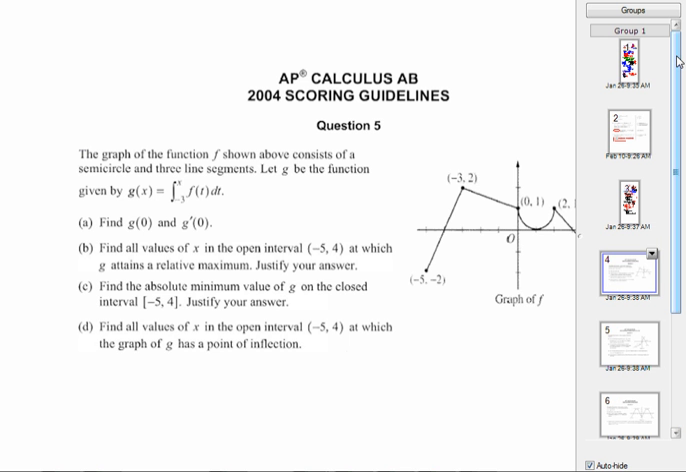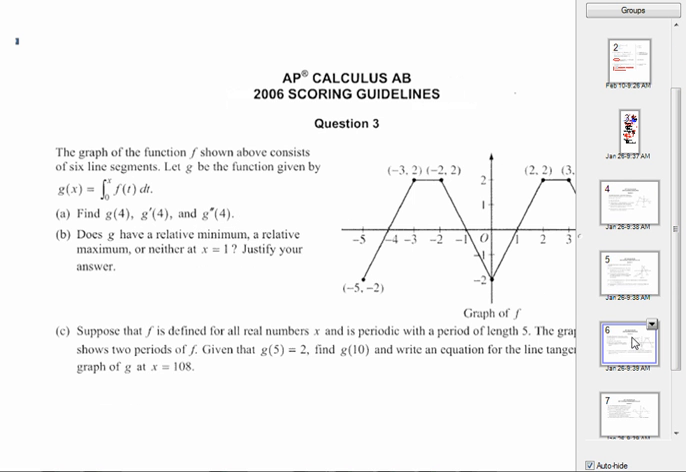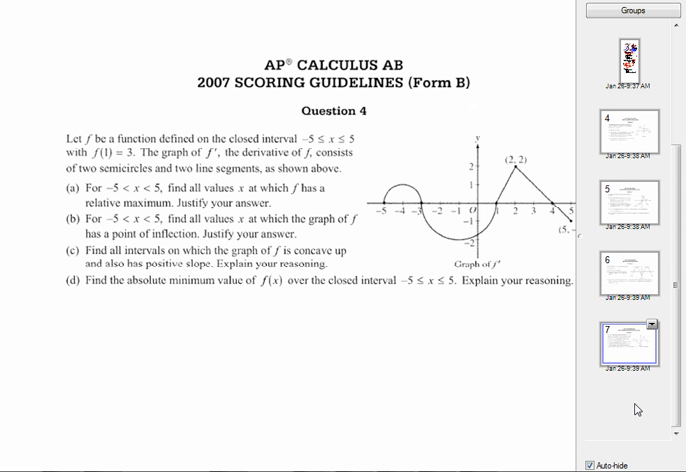Working on it right now. C is kind of tricky. I gotta find it. That one? Yeah. Okay. Should be easy.